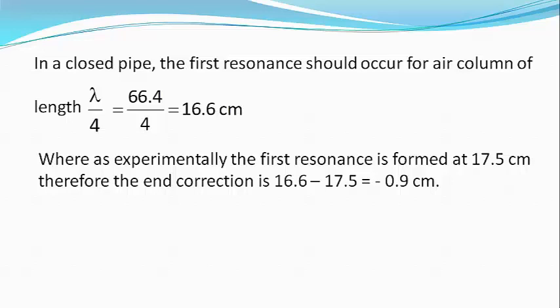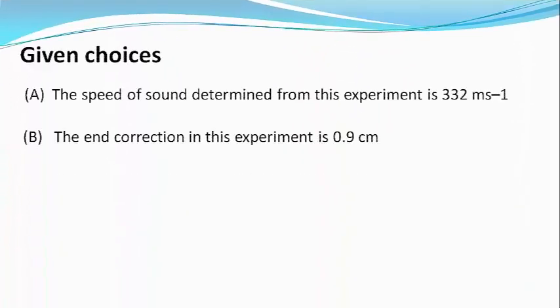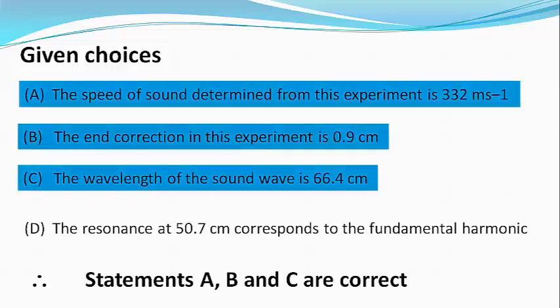Neglecting the negative sign, we get the end correction is 0.9 centimeters, which matches with statement B, and hence statement B is also correct. To summarize, it is clear that statements A, B and C are true, whereas statement D is false.